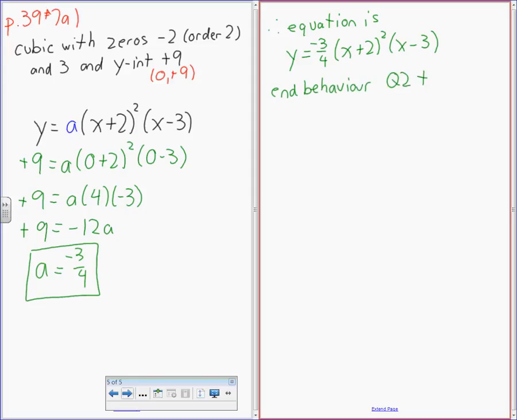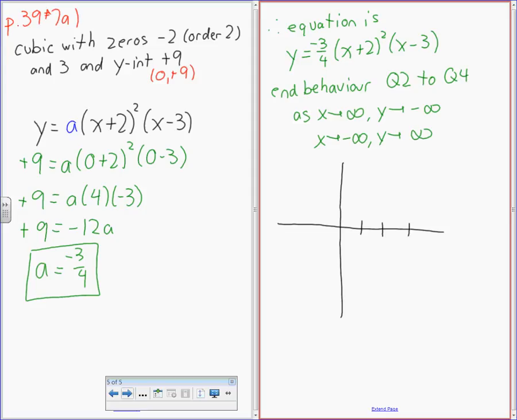So anyway, as far as the end behavior, it goes from Q2 to Q4. As x goes to infinity, y goes to negative infinity. As x goes to negative infinity, y goes to infinity. The way my graph's going to look very quickly is: zeros at negative 2 and 3. It's going to go something like this, and something like this. There's the graph.